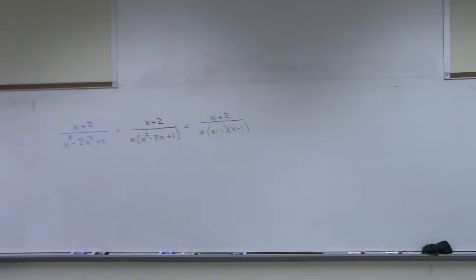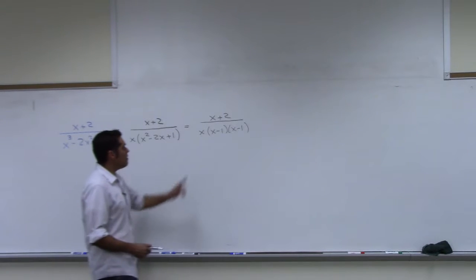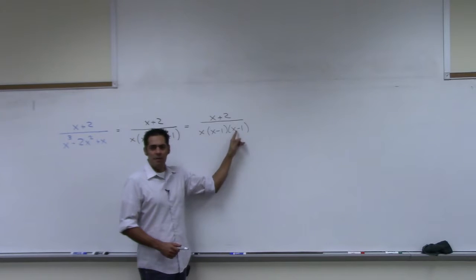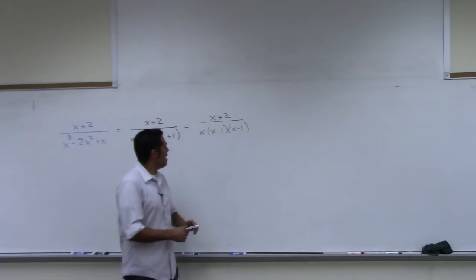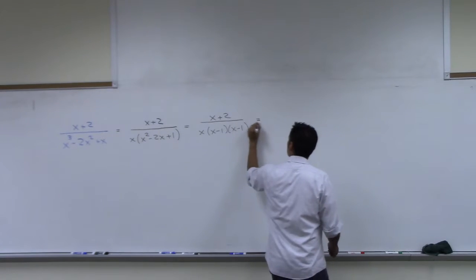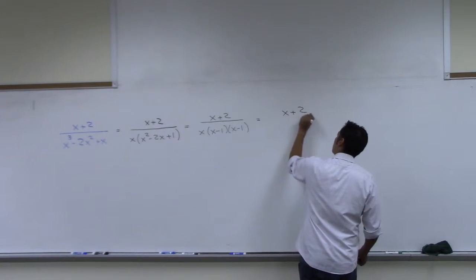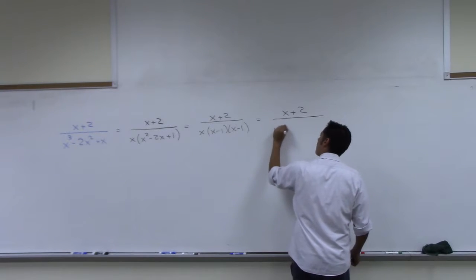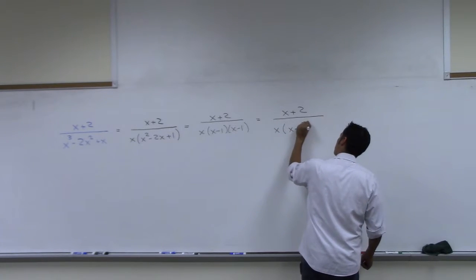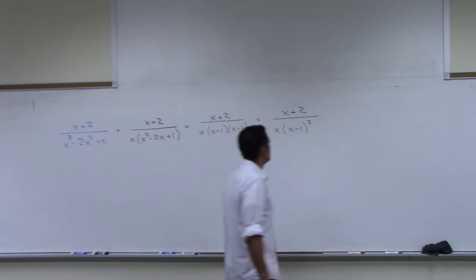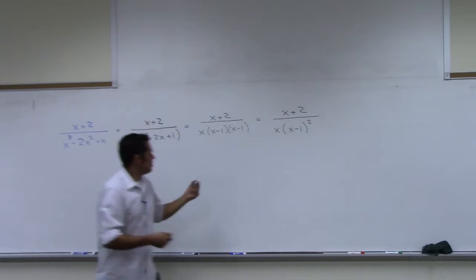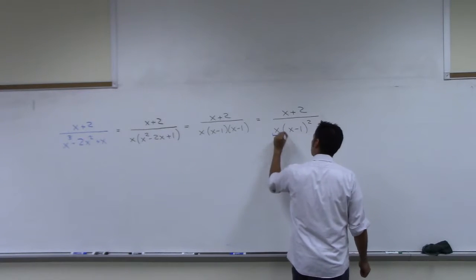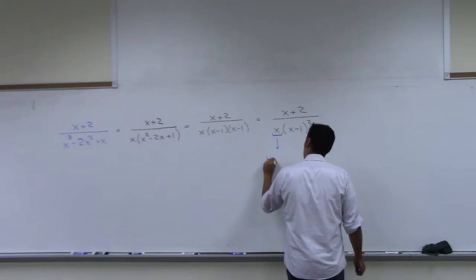Right? So this is the first time we've run into this. I have three linear factors, don't I? But they're not distinct. Two of them are the same. So I have to write this way. Yeah, that linear factor squared. That's the same thing, right? Yeah? So this piece right here is a linear factor.